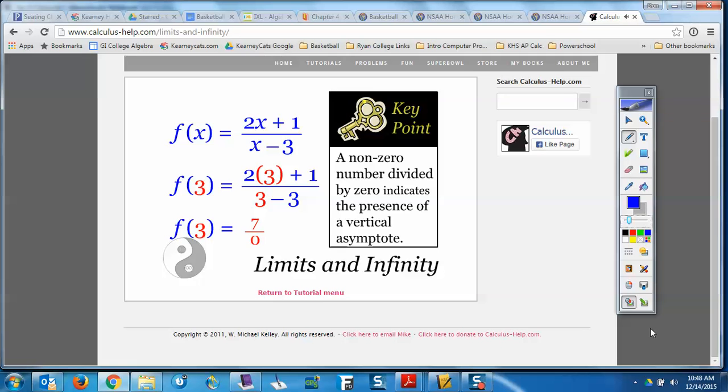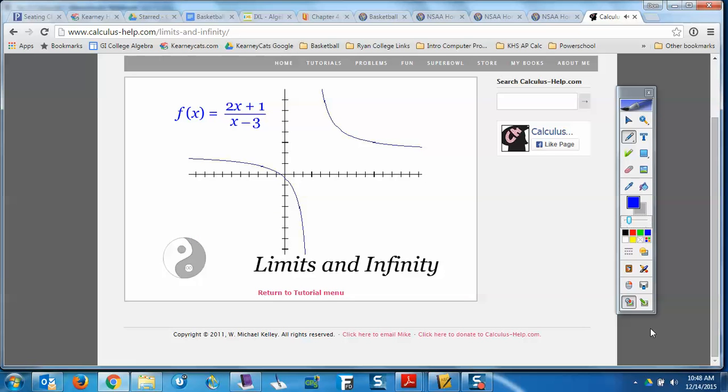Now, I know we've seen 0 divided by 0 in a lot of previous examples, but we've never seen a non-zero number divided by 0. Well, that's bizarre, I know, and it indicates something important. In fact, whenever you substitute a number into a function and get a non-zero number divided by 0, it indicates the presence of a vertical asymptote.